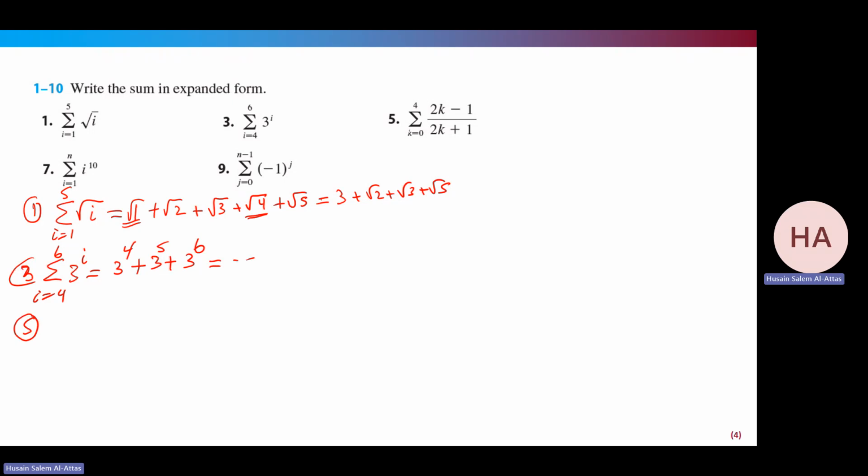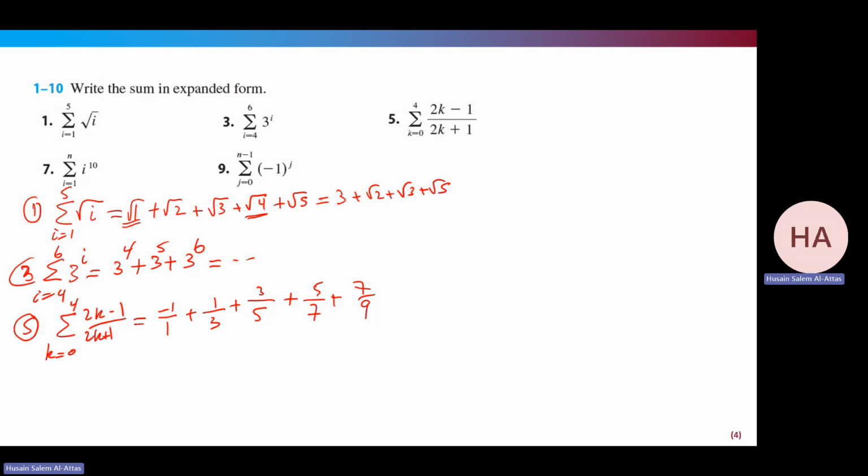5, that will be what? Summation, k equals 0 to 4 of (2k minus 1) over (2k plus 1). When k equals 0, I have minus 1 over 1. When k equals 1, 2 minus 1, that will be 1 over 3. When k equals 2, that will be 3 over 5. When k equals 3, that will be 6 minus 1, 5 over 7. When k equals 4, that will be the last one. I have 7 over 9.